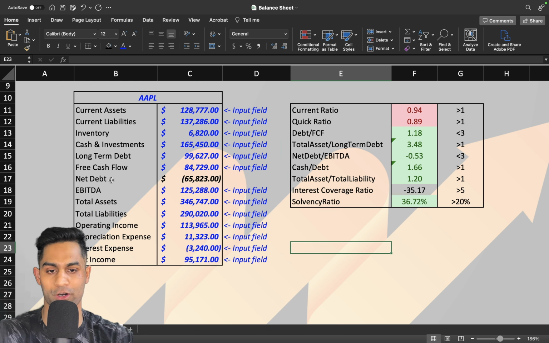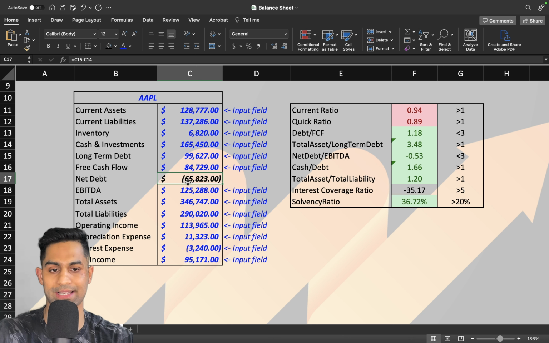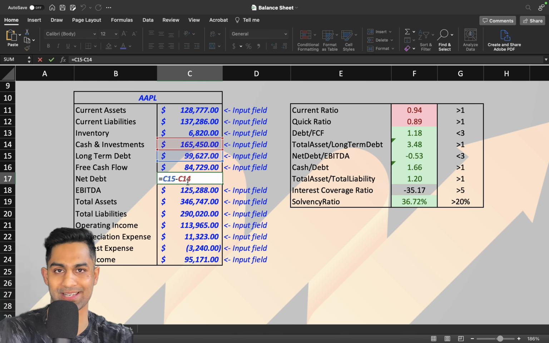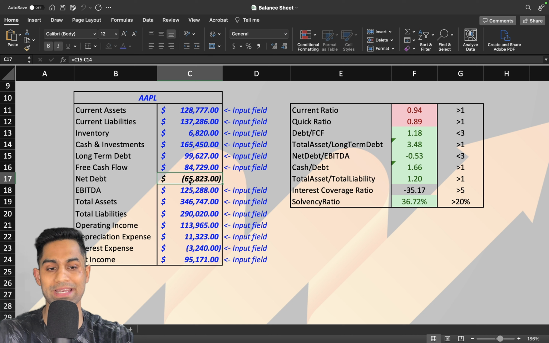The first thing it'll be calculating is net debt. Net debt is simply your cash minus debt. Or in other words, it's debt minus cash. If the company has more cash than debt, this number will be negative, and we want this number to be negative. We've always wanted this number to be negative because we want more cash than debt on the balance sheet. If this number is positive, then of course the company has more debt than cash. The formula for net debt is debt minus cash.